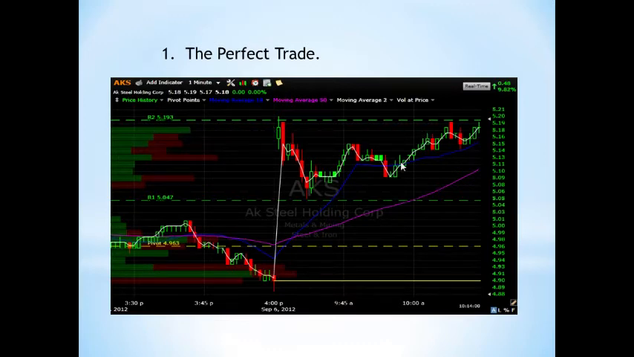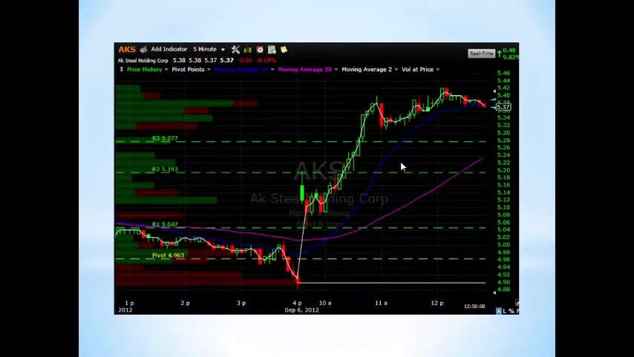But sometimes if you can extend your view out a little bit and look at a little bit larger time frame, you might be able to capture more profit. This is a 5-minute view, and you can see how the price of the stock just kept on going.